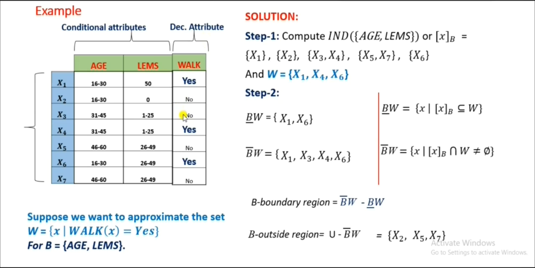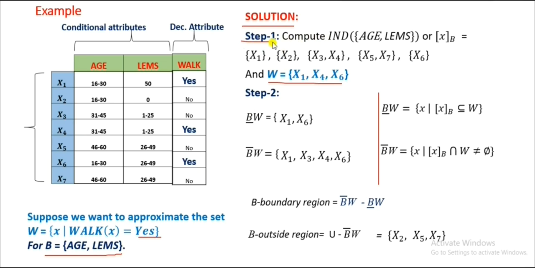In this example, we are going to approximate a set W, which is defined as X such that walk of X equals yes. That means the set W has those objects whose decisions are yes. So this is the meaning of this definition, and we are going to approximate W with respect to B, and B has two attributes, age and length. That means we are going to approximate W with respect to both the conditional attributes. Now let us see the solution.